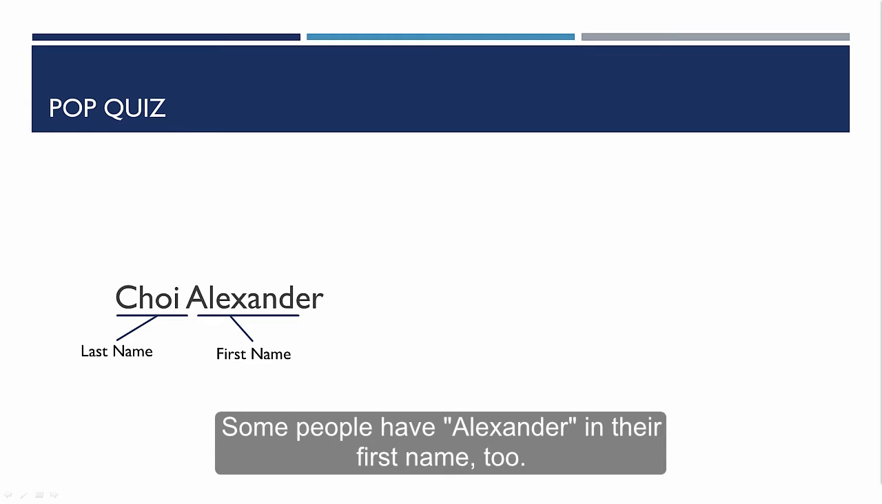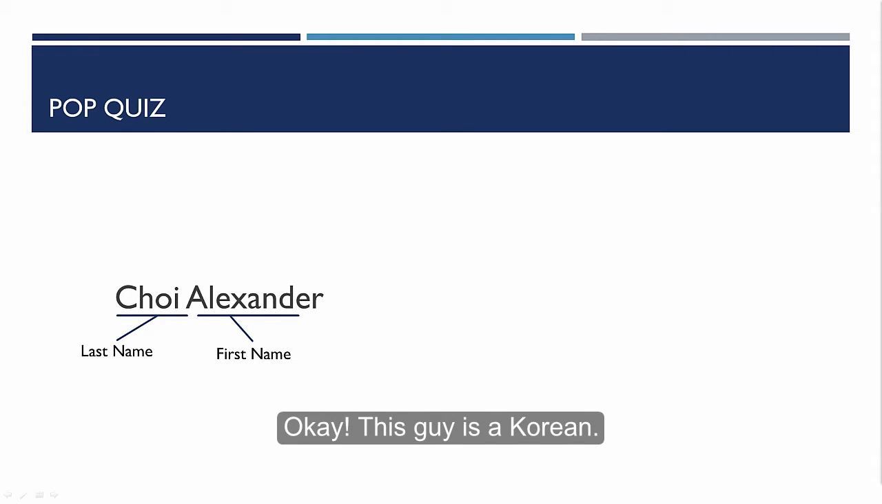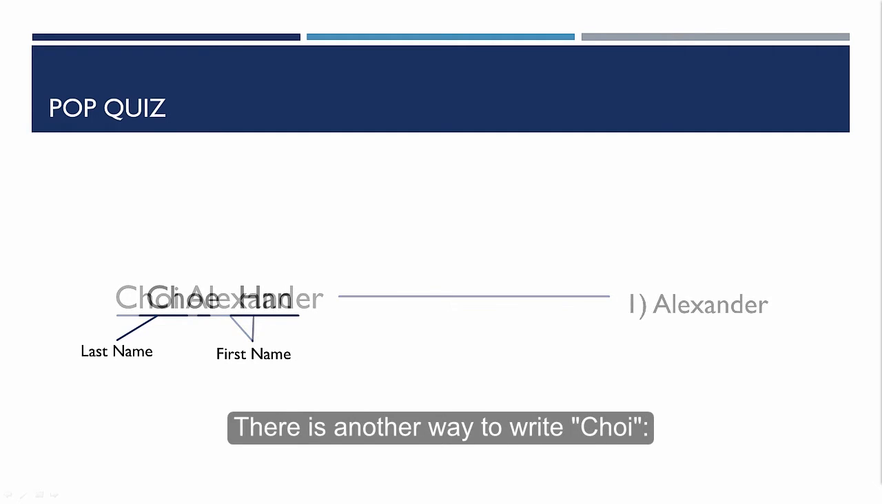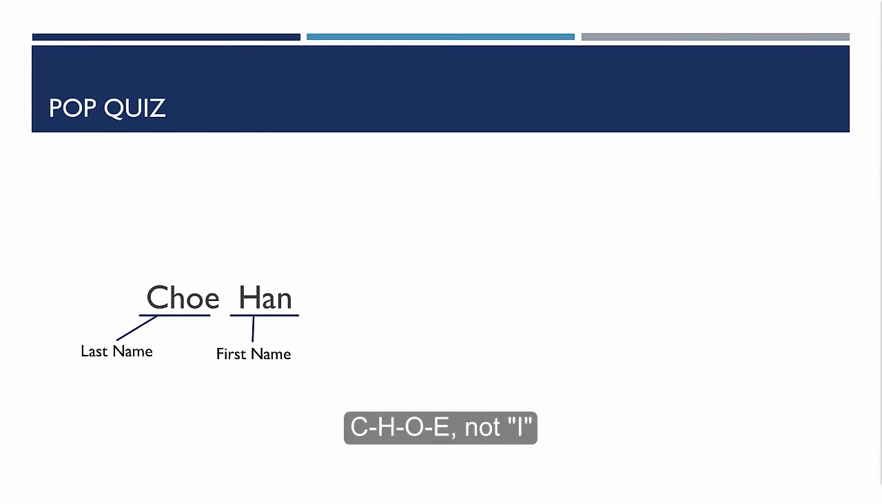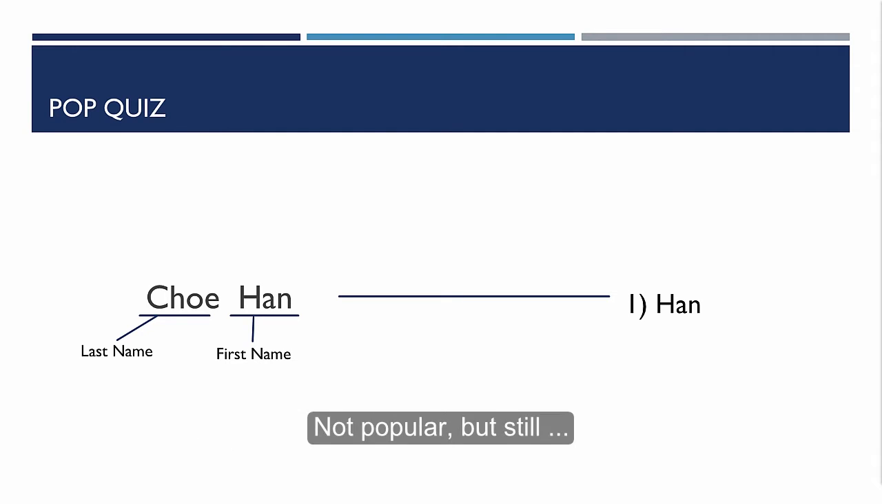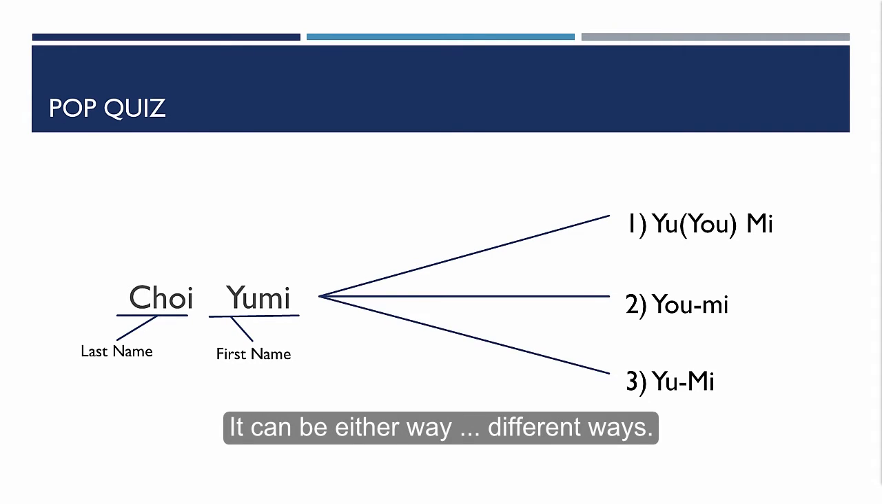Some people have Alexander as their first name too, but I just searched him with his last name, and, okay, this guy's Korean because he's using the Choi. Yes. There's another way to write Choi. C-H-O-E, not I. It's Choi. And then his first name is part of my name, Han. Han can be a last name too, actually. Not popular, but still. Che-yu-mi. You can write this in this way too. It can be either way, different ways.